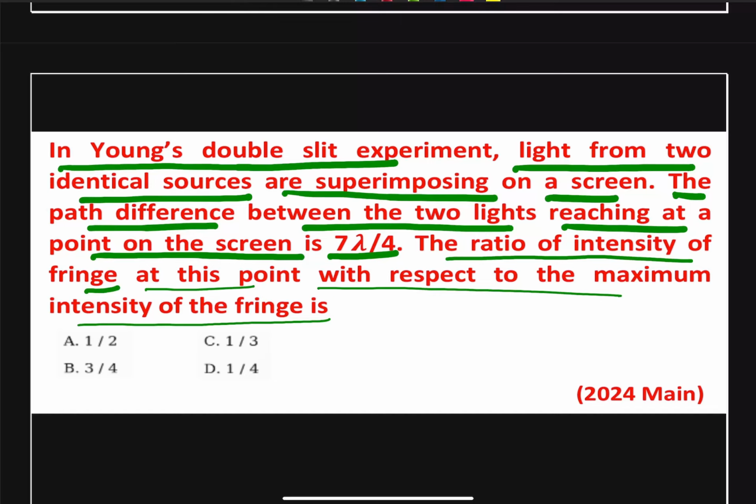We have to find out the ratio of intensity of the fringe at this point where the path difference is 7 lambda by 4 with respect to the maximum intensity of the fringe. Okay, so this is the basic question, so let's start with the path difference.